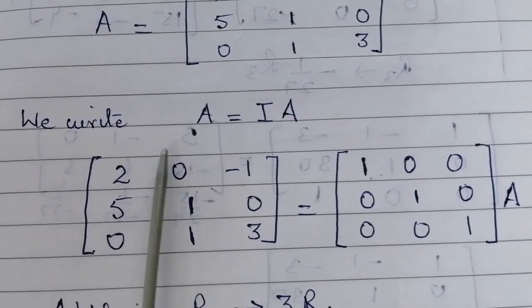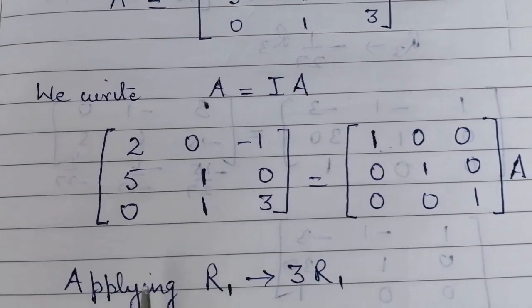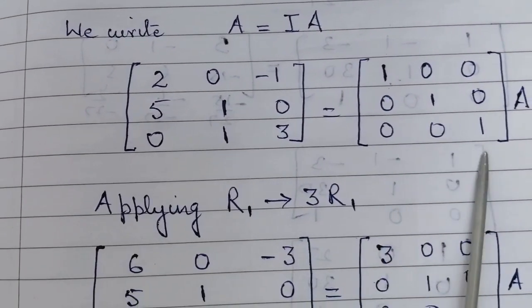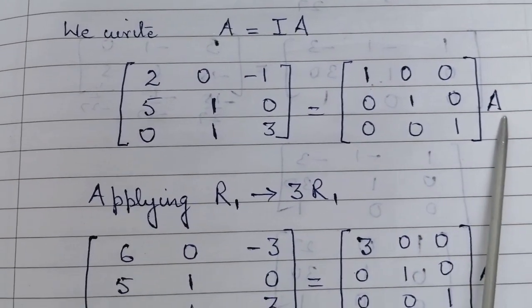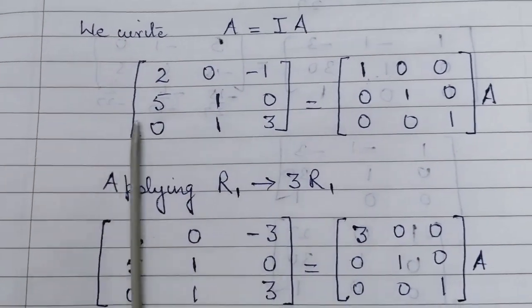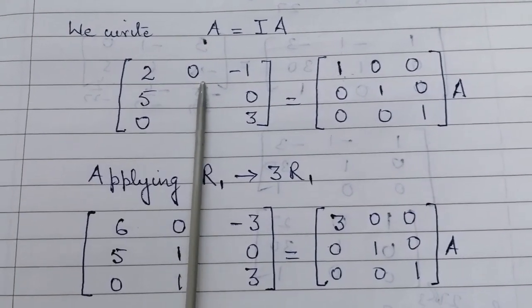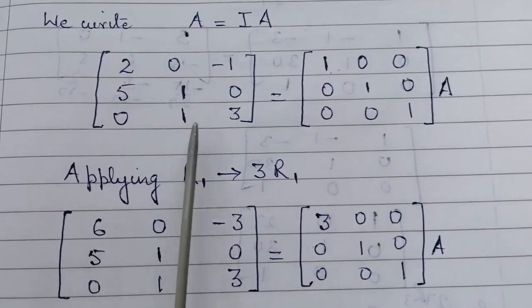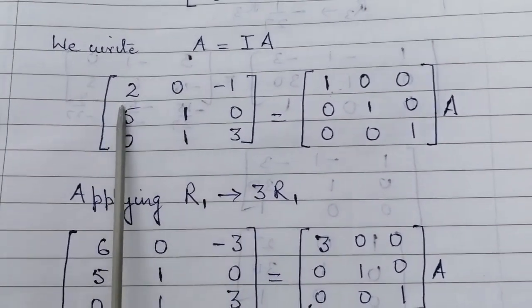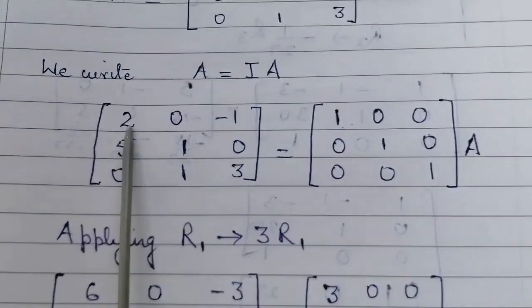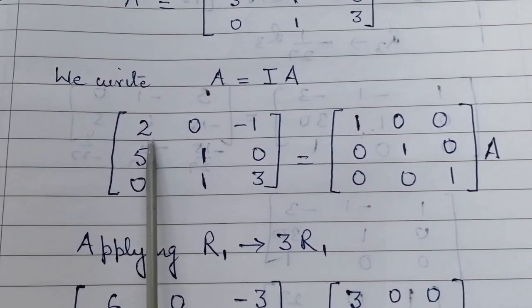So again we write A is equal to I into A. So I have written matrix A here, identity matrix multiplied by matrix A, right? Now again, as we had discussed earlier, 1 2 3 4 5 6 7 8 9. So here at this first place I should get what?